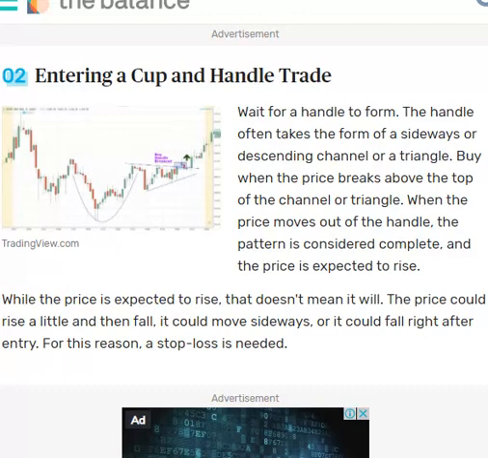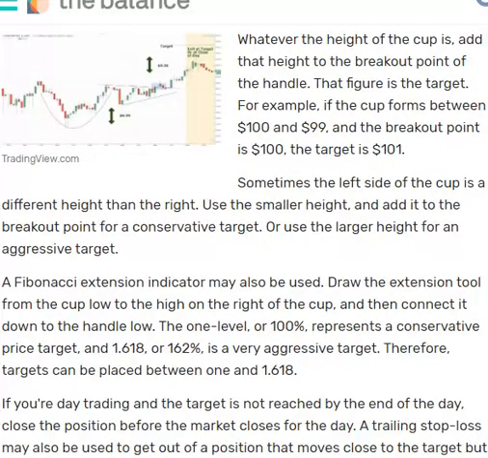You don't buy in the triangle because it might break down and it might go further. Now the next thing is, how do you exit your trade? Okay, we still have the cup here and the handle here. Whatever the height of the cup is, add that height to the breakout point of the handle. That figure is a target, whatever the height.